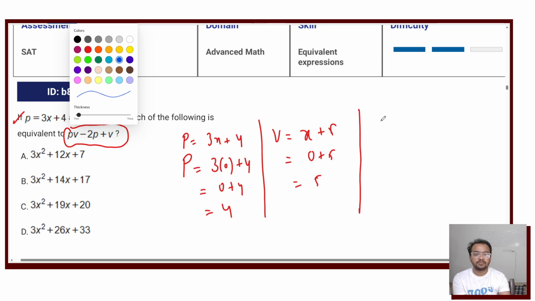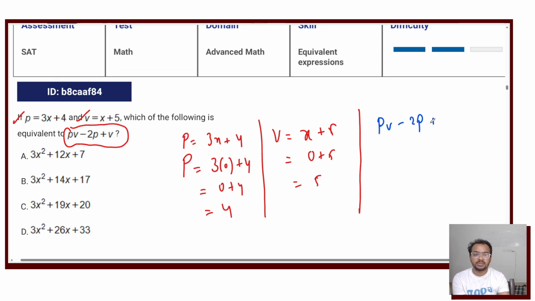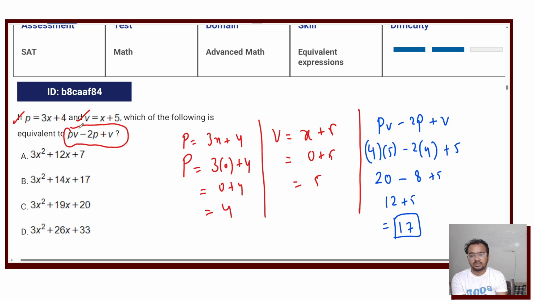So the thing that we need to find is, let's write, pv minus 2 times p plus v. So p is 4 and v is 5, minus 2 times the value of p, which is 4, and the value of v, which is 5. So 4 times 5 is 20 minus 8 plus 5. 20 minus 8 is 12. 12 plus 5 will be 17. So we are getting 17.